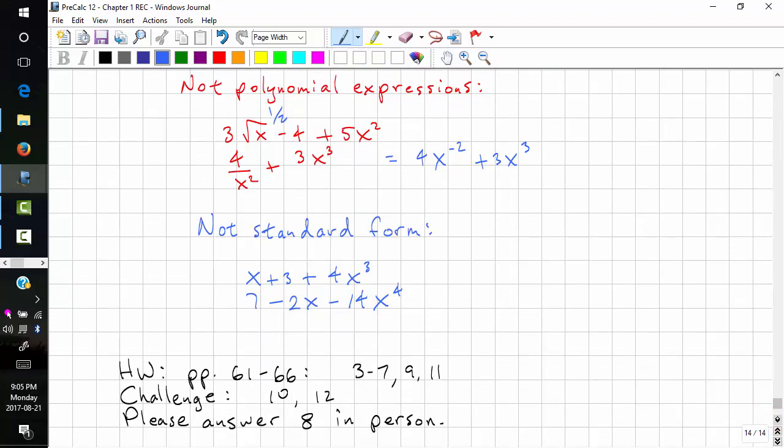And these are not polynomial expressions strictly because they're not in the right order. This should be 4x cubed plus x plus 3. Negative 14x to the power of 4 minus 2x plus 7. And that completes this chapter.